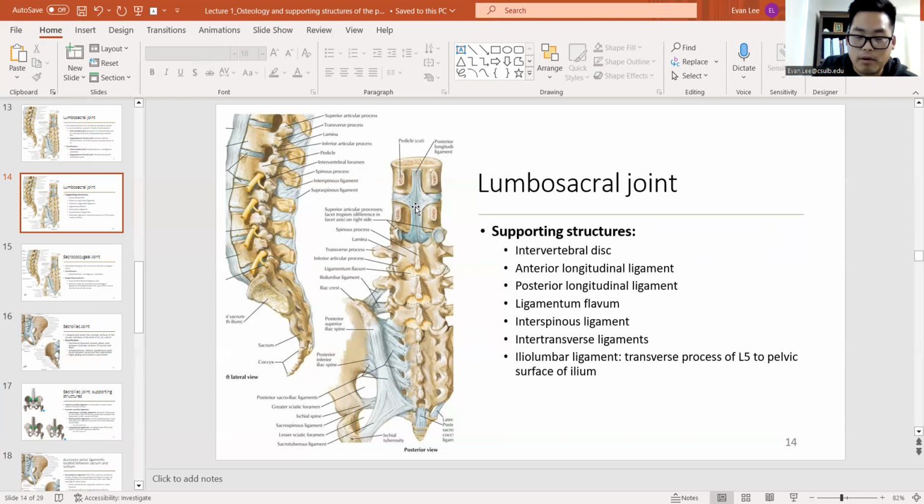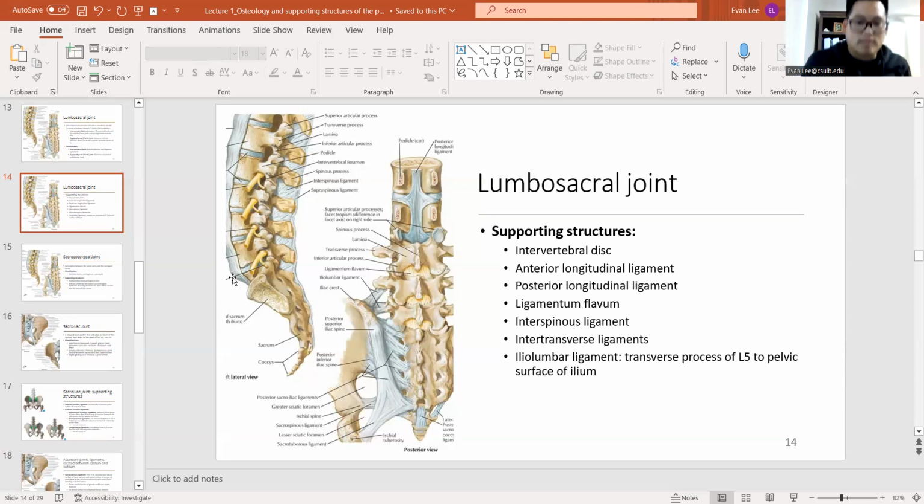This is called the posterior longitudinal ligament. So the posterior longitudinal ligament is going to be in the front over here. And then you probably have guessed that you have an anterior longitudinal ligament in the front. So these are connecting along the anterior and posterior sides of the vertebra to help with keeping them oriented and correctly connected.